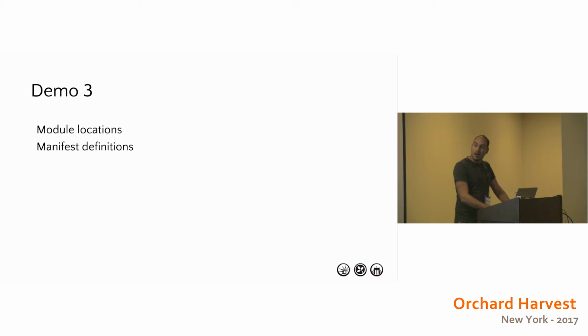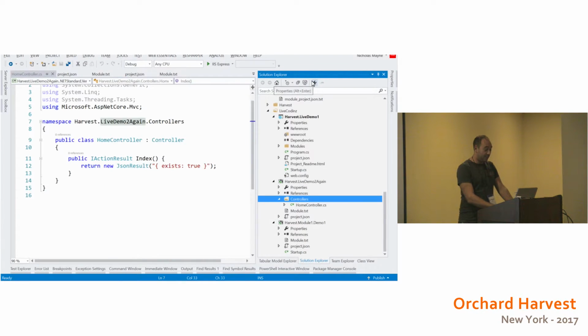Demo 3. One of the things I heard most about Orchard V1, one of the things that annoyed people was that, hey, you've got this modules folder. How do I create my own? I want my own modules folder. I don't want to put all my modules where all the Orchard modules are. Crazy people. Right, it's not that difficult to do, actually.